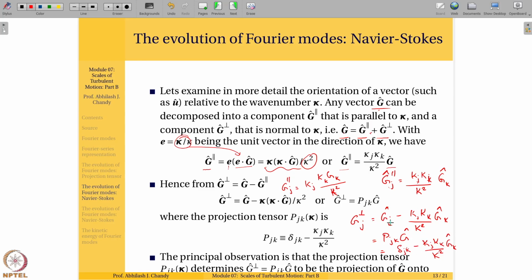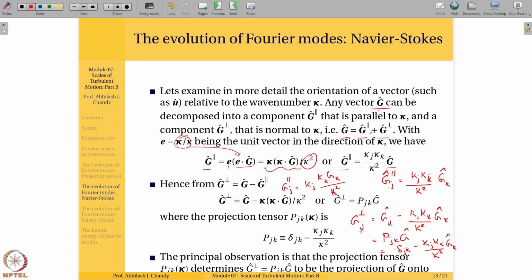So this g_j became Kronecker delta jk. So I have (delta jk minus kappa j kappa k over kappa squared) g_k. Here what happened is if j is equal to k, then delta becomes 1. If j is not equal to k, then it becomes 0. So that is essentially what will happen here.